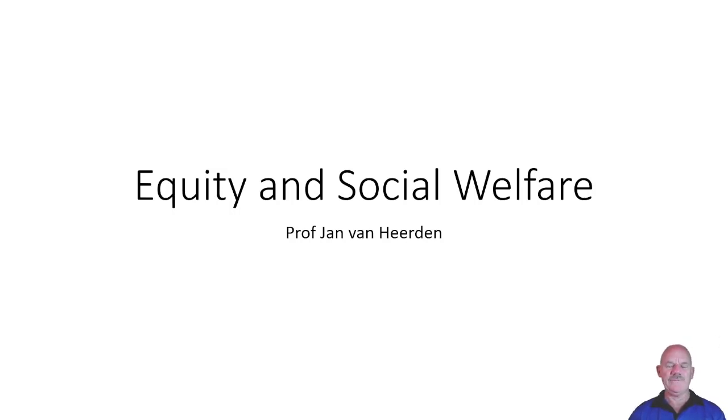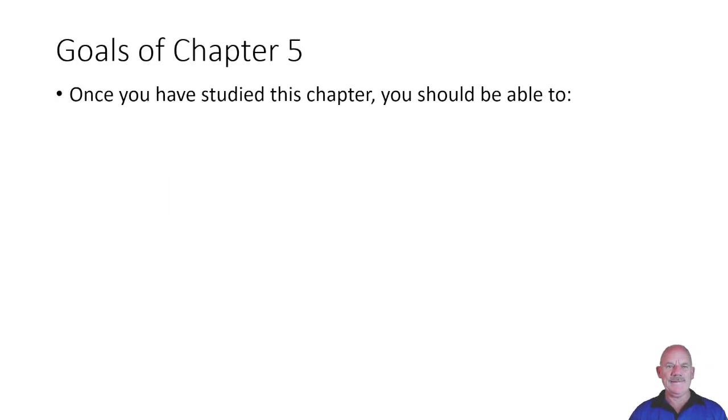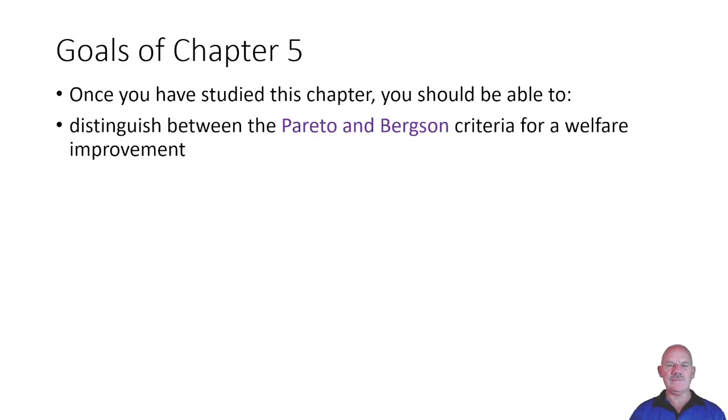This video is the first one of two on Chapter 5 on equity and social welfare. So you should definitely, with every chapter, read the goals of the chapter in the beginning. This one has only a few goals. Once you've studied this chapter, you should be able to distinguish between Pareto and Bergson.